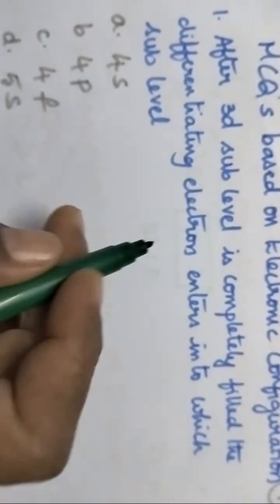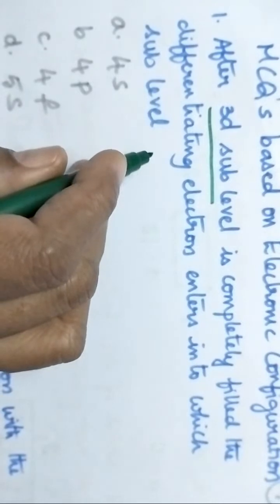First question is, be ready. After 3D sub level is completely filled, the differentiating electron enters into which subshell? That is, which sub level?